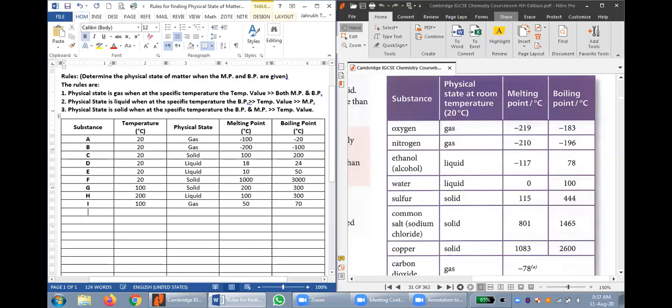Finally, let's come to J. Fatma, it's your turn. Ji, beta. Sir, I have a question. Ji, sure. Sir, if the melting point is bigger and the boiling point is smaller, then what do we have to write? Beta, aisa hota nahi hai. There is no example in the world in which melting point is bigger and boiling point is smaller.